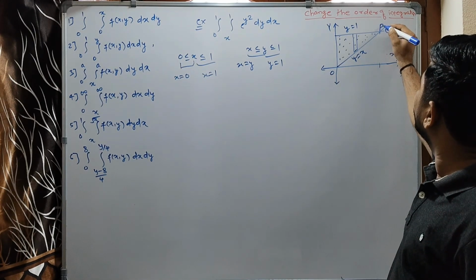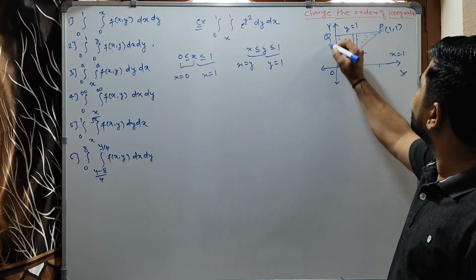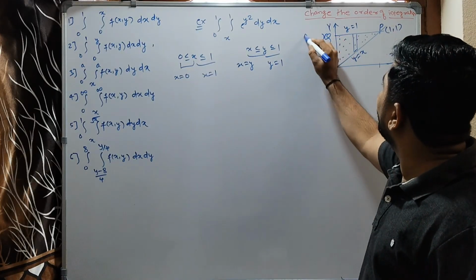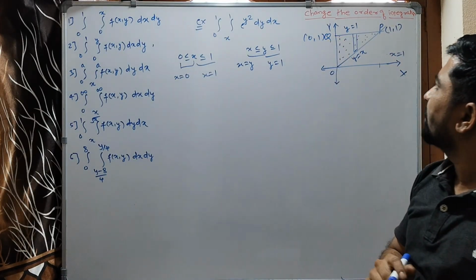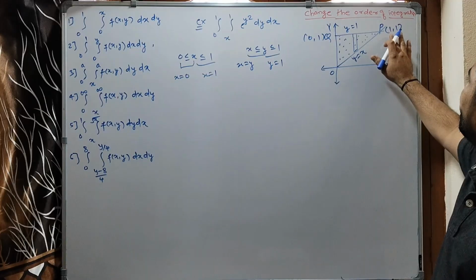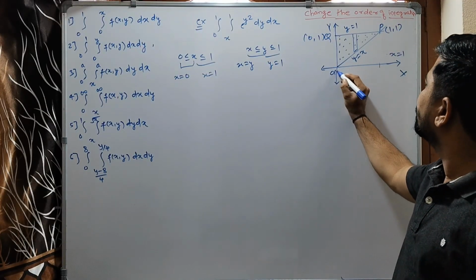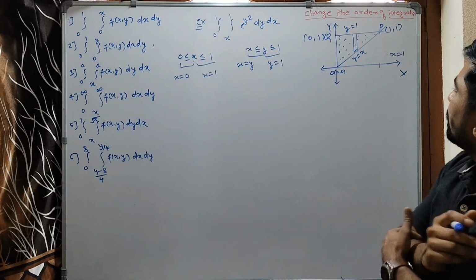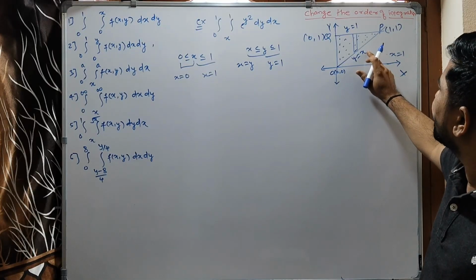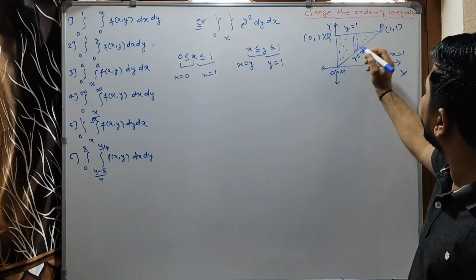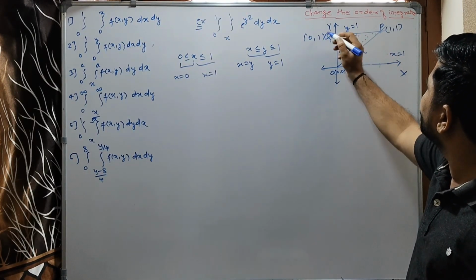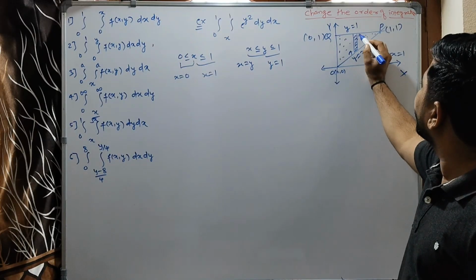Here I will give this the name P. This is O and this is Q. The coordinates of Q are 0 comma 1, P is 1 comma 1 and O is 0 comma 0. Now this is the line y equal to x, and here this is the vertical strip which is parallel to the y axis.